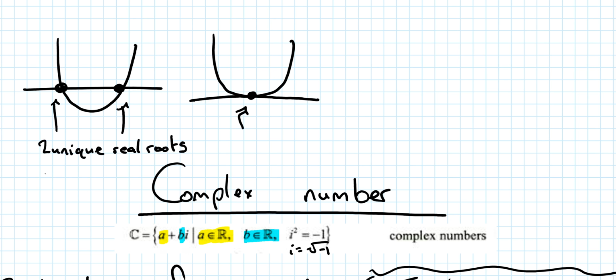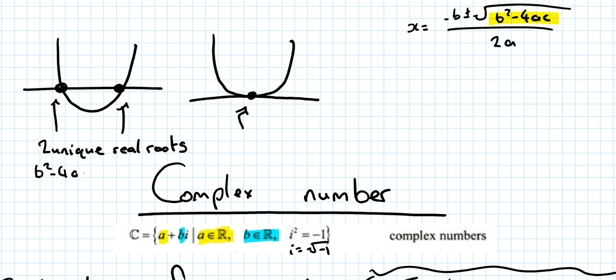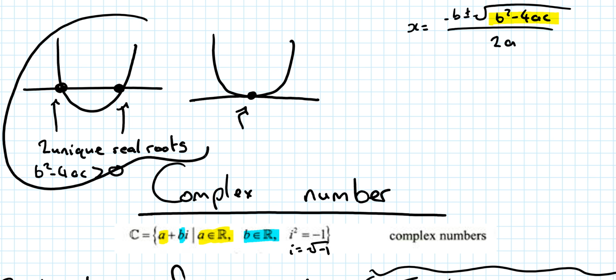and in this case it would be the discriminant, so the bit that's inside the square root of the minus b formula. So the minus b formula is x is equal to minus b plus or minus the square root of b squared minus 4ac all over 2a. This part here is called the discriminant. So if the discriminant b squared minus 4ac is greater than 0, we have two unique real roots.